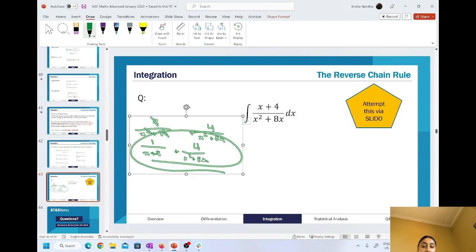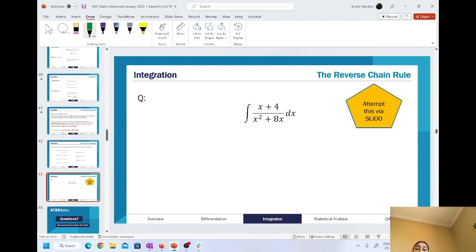I can't simplify this. Then I'm taking a look and there's an x on both sides, and there's a little bit of a similar pattern going on. I'm going to take a look at the denominator first. The denominator, I'm going to call f of x. It's equal to x squared plus 8x. And then I'm going to take a look at the derivative of that. So f dash of x is equal to 2x plus 8.